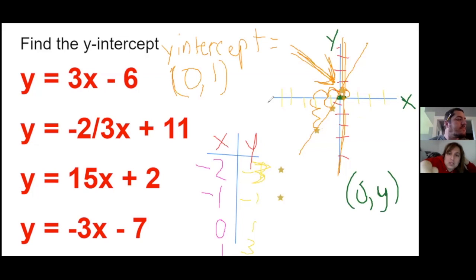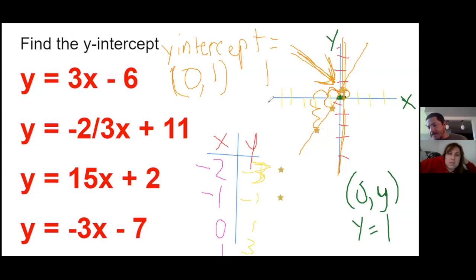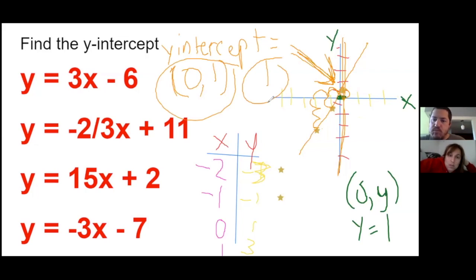Sometimes you may see it written as y equals 1. So sometimes the y-intercept is a point with 2 numbers, and other times it is just the number for y. But either way, (0, 1) or 1 are the y-intercept in this table and in this beautiful graph.